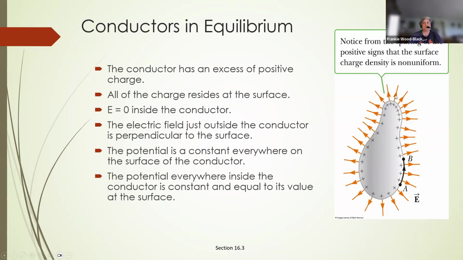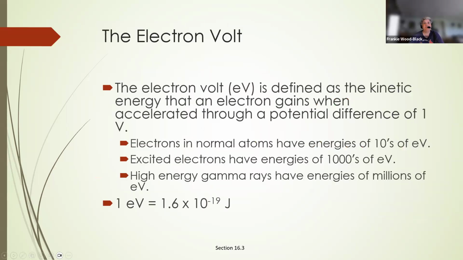Additionally, the field is going to be perpendicular to the surface. And that's when you're going to start to see that the charge density is going to get really big at sharp points or sharp curves. So the potential is constant everywhere on the surface of the conductor. The potential everywhere inside is equal to the value of the surface. So you can have those conductors in equilibrium.